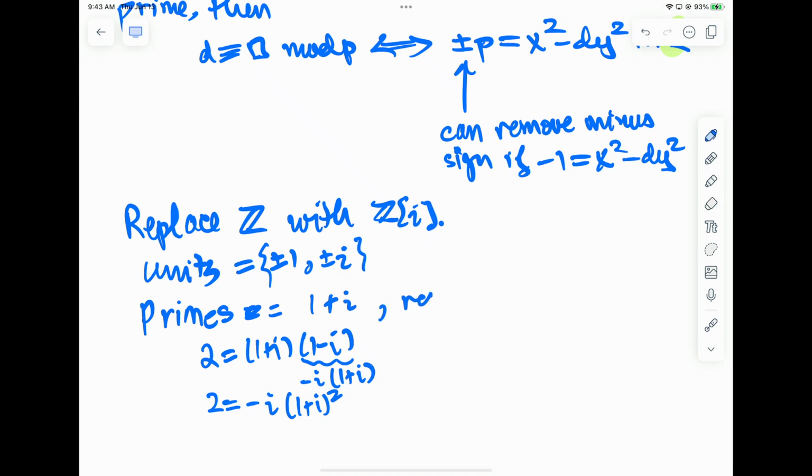And then the rest are what I will simply call odd. They simply are not factors of 2, or you could say they have odd norm.